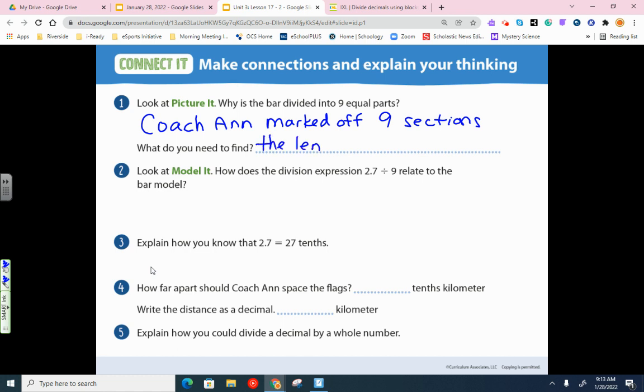We know the total length of the race. We know how many sections. We just need to know that part, the length of each section. And the thing with division, your parts are all going to be the same equal size. So if you find one, you know all of them. That's the whole point of division. Now, model it. How does the division expression 2 7/10 divided by 9 relate to the bar model?